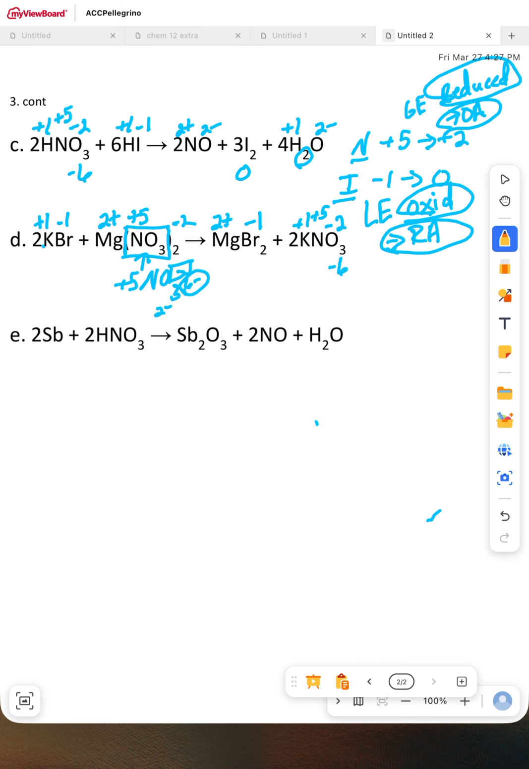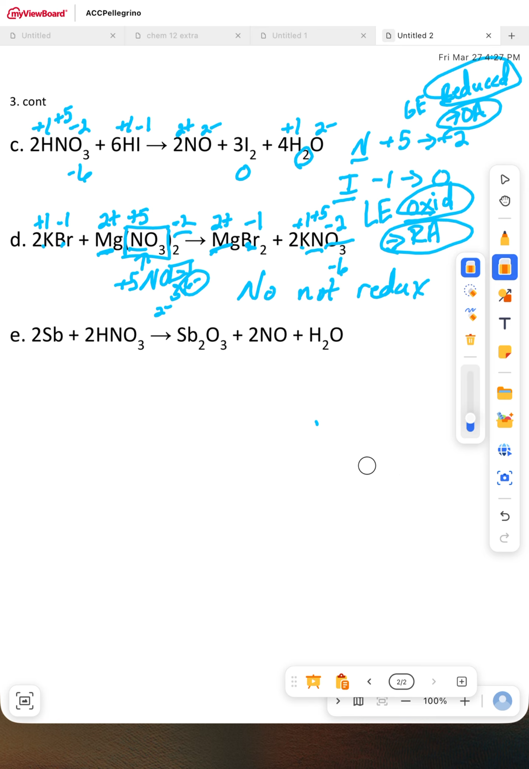Our potassium is +1 here, +1 there, didn't change. Bromine, -1 here, -1 there, didn't change. Magnesium, +2 here, +2 there. Oxygen -2 on both sides. And so nitrogen +5, +5. The oxidation states did not change on any of the atoms. So therefore, the answer is no. This is not a redox reaction. So you don't have to figure out what's oxidized and what's reduced because it's not a redox reaction. So we can move on to letter E.